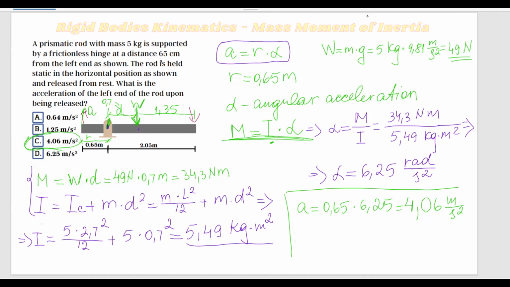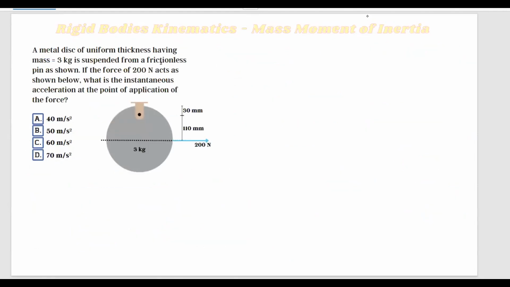Next problem is something similar to this problem, but we're dealing with a metallic disc. The problem says a metallic disc of uniform thickness having mass 3 kilograms is suspended from a frictionless pin as shown. If the force of 200 newtons acts as shown below, what is the instantaneous acceleration at the point of application of the force? In this case, we're going to apply the same principles.